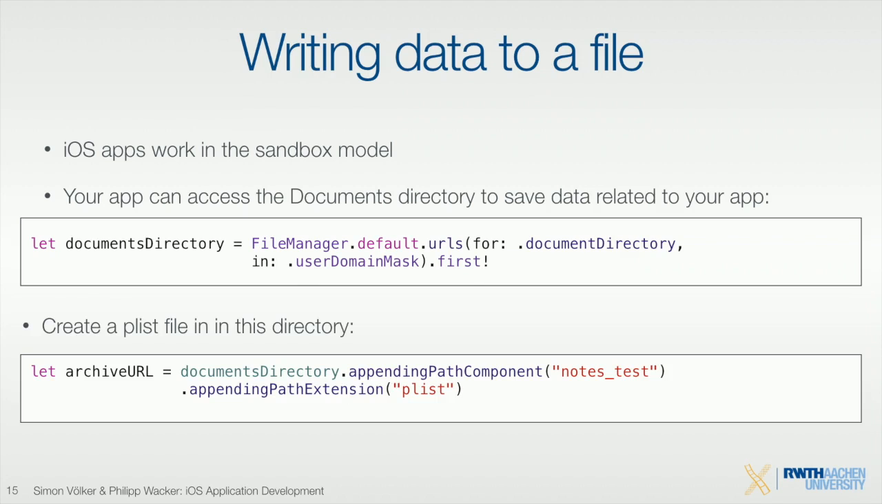And then before I can actually write to a file, I need to get a URL of the file, or create a file in this case. I can basically say, get me the document directory, append the path component. So this is the file name, the node test, and then I can append the path extension. With this call, I'm creating a URL to a specific file in my documents folder.